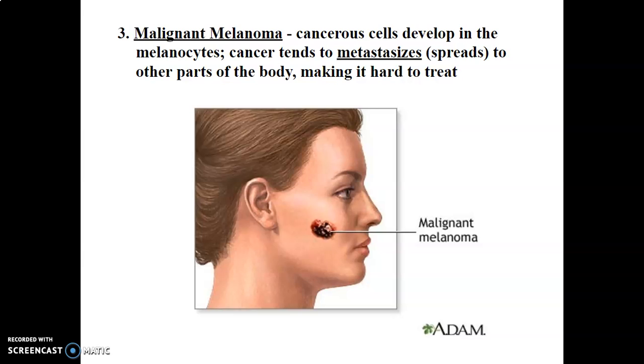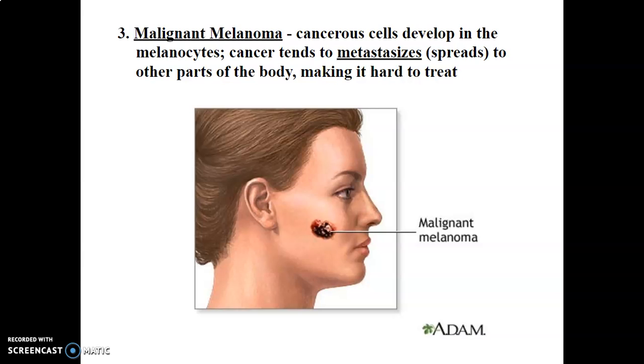And the last type of skin cancer is malignant melanoma. You can tell right there, malignant means it's spreading. This is where those melanocytes that we heard a little bit about in our videos previously, that give us skin color, is where cancer develops. This means cancer tends to metastasize. Whenever you hear that term, know it means spread to other parts of the body. That can make it hard to treat.